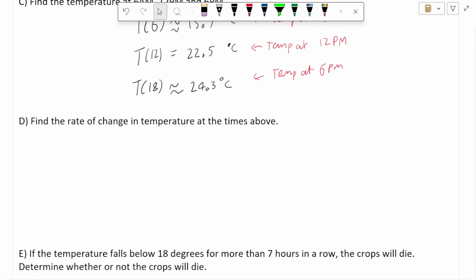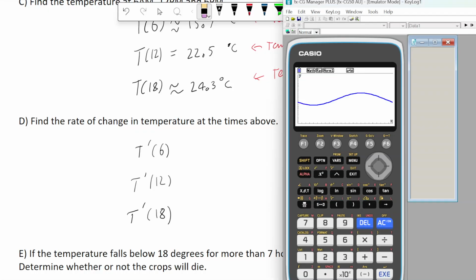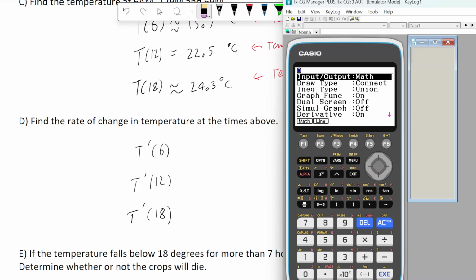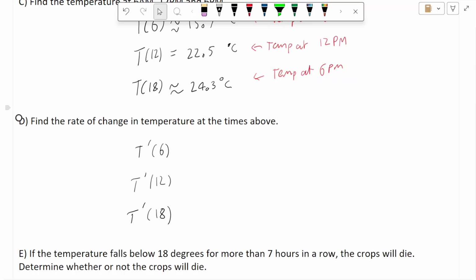All right, now it's asking for the rates of change at each of those times. So we're looking at T dash of 6, T dash of 12, and T dash of 18. So let's see if we can get those. You're going to go trace, and you're going to go 6 for the first one. Now your dy/dx value should be showing there. If it's not, I want you to go shift setup and then turn derivative on. That'll make it show. But it's 0.6544.